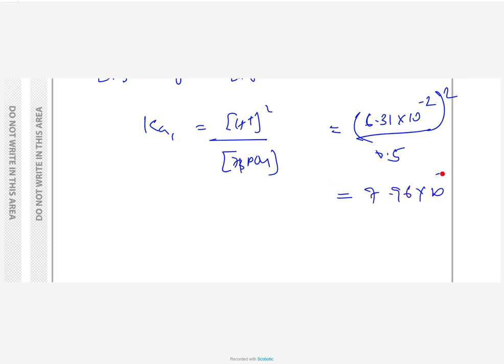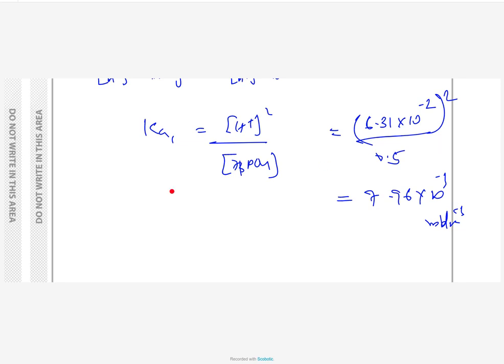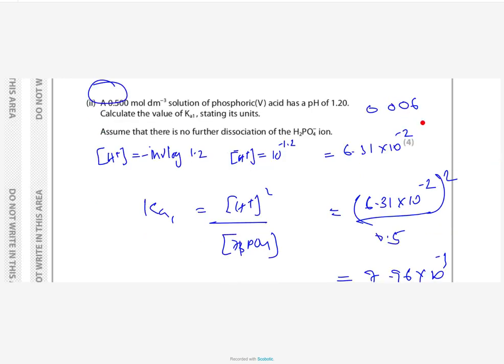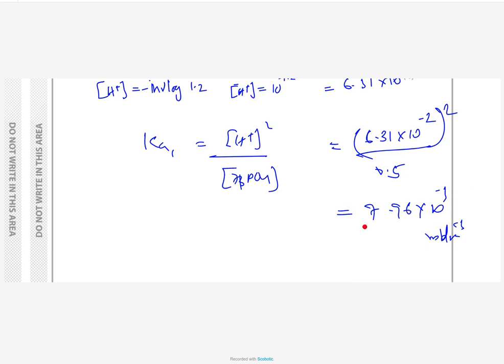7.96 × 10⁻³. That's moles per decimeter cube. Units are important. And remember, you can also subtract the acid amount which is dissociated. Then you get a quite different value, because the amount dissociated is 0.06. When you compare with 0.5, it is quite a significant amount. So you can subtract this and find the answer, or you can use the assumption. In both ways you get the marks. But actually, the correct method would be subtracting, because it's a significant amount which is dissociated here, right? They are given marks for both ways. Units carry a mark. Units are important.